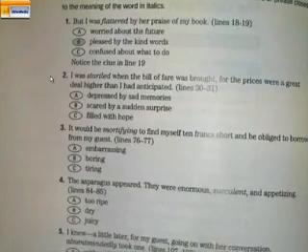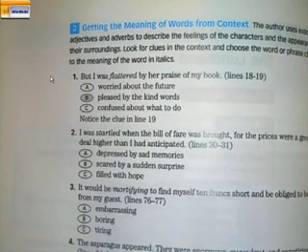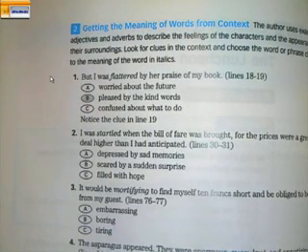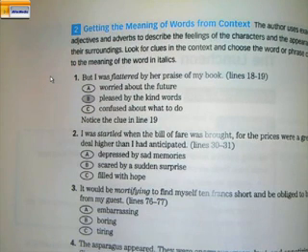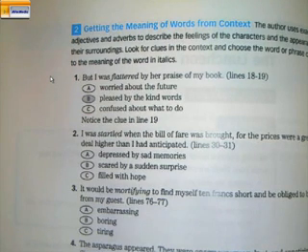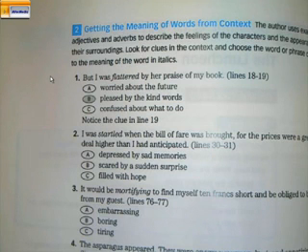Well, now getting the meaning of words from context, we have the word: I was flattered by her praise of my book. If you are flattered, it means you are pleased by the kind words. If someone's saying, well, you are a very good person, you are a courageous person, you are a very gorgeous person, you are a generous person, you will say thank you. I am flattered by these kind words. It means I am pleased, I am happy about what you are saying.